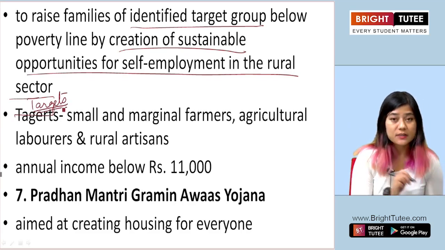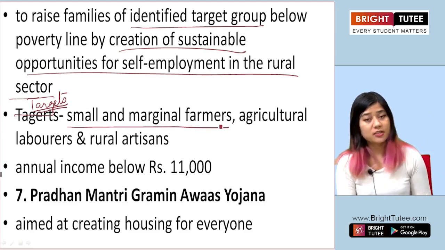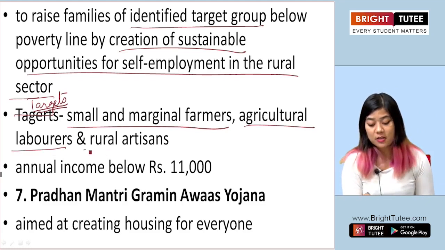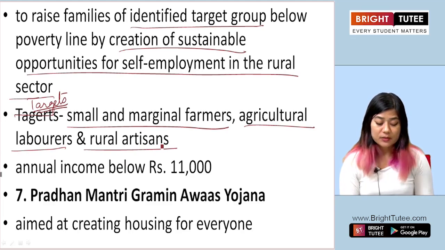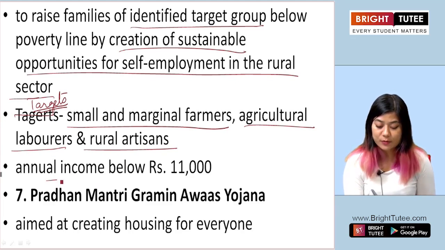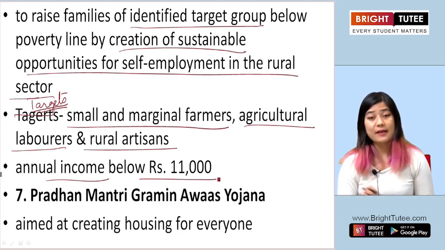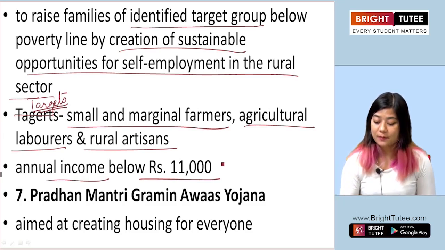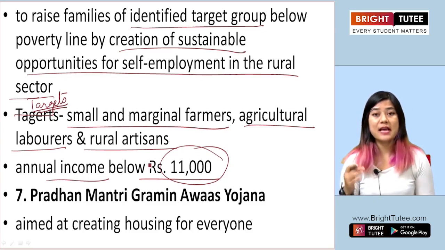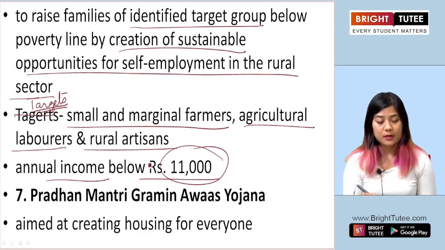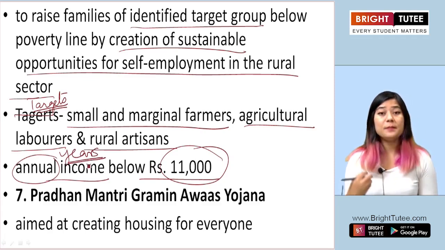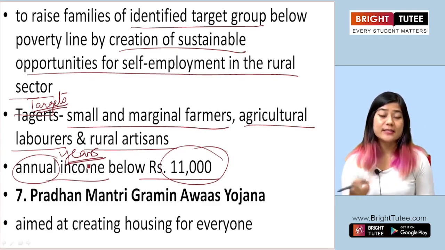Okay. So who are the targets of this scheme? They are small and marginal farmers. They are agricultural laborers and rural artisans. In order to avail of this scheme, they have to have an annual income below rupees 11,000. If you have below rupees 11,000 as your yearly income, annual means yearly income, then you are eligible to apply for this scheme and avail its benefits.